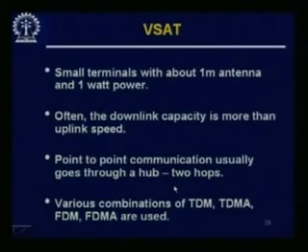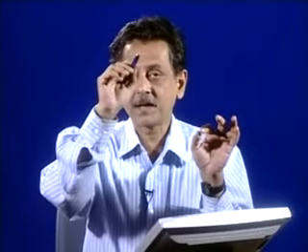Then we talk about VSAT, which is small terminals with about a 1 meter antenna and 1 watt transmitter power. Often the downlink capacity is more than the uplink speed. Point to point communication usually goes through a hub, that is 2 hops, which means that if 2 persons want to communicate, the communication will go from here to the satellite, from the satellite to a central hub, which will have a very big antenna and can handle all these different terminals. This will handle the MAC part of it. We are not going into the details of this, but anyway, this will go to the hub, and from the hub again it will go to the satellite and then go to point B.